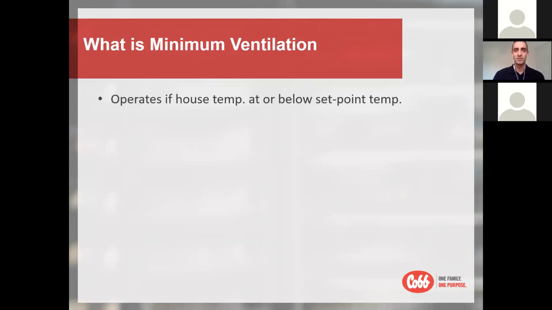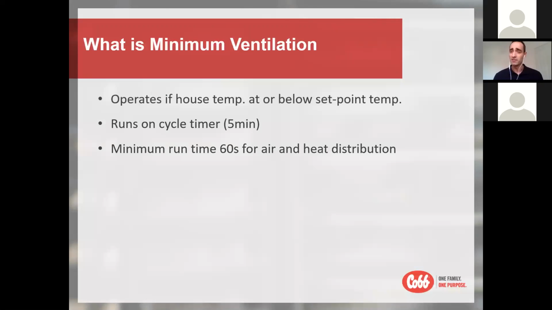So what is minimum ventilation? Minimum ventilation operates if your house temperature is at or below the set point temperature that you've set into your controller for that bird age. It runs on a cycle time, and generally what we recommend is a cycle time of around 5 minutes. And we have a minimum run time within that cycle time of around 60 seconds. That's just to get some correct air and heat distribution around your house. And we'll look into a lot more detail on that a bit later on.